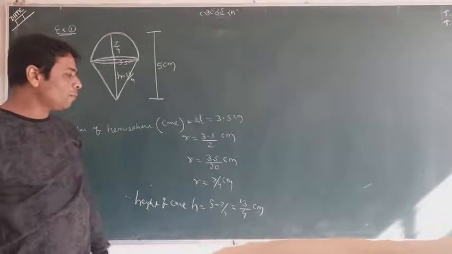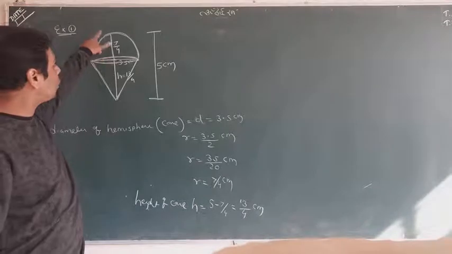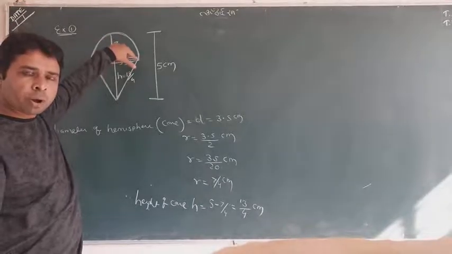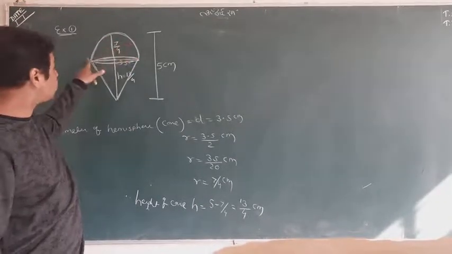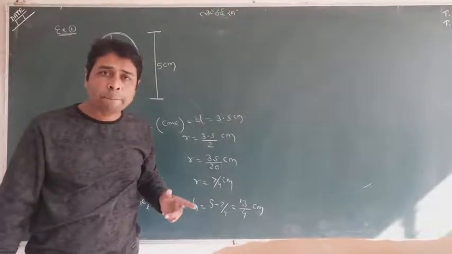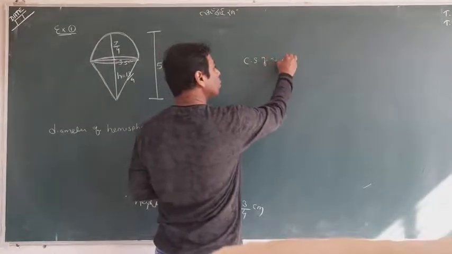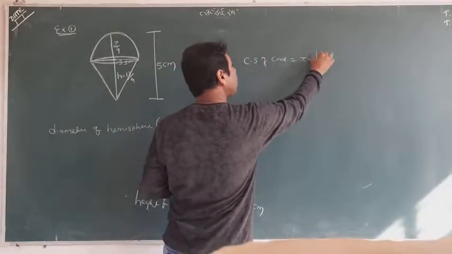So student, now we are in relax zone. We have to find curved surface of the hemisphere as well as curved surface of the cone. So what is curved surface of cone? What is the formula of curved surface of cone? That is pi r l.